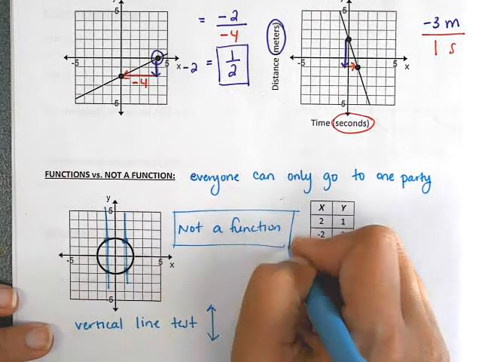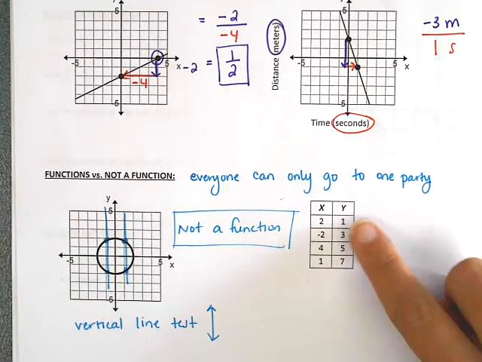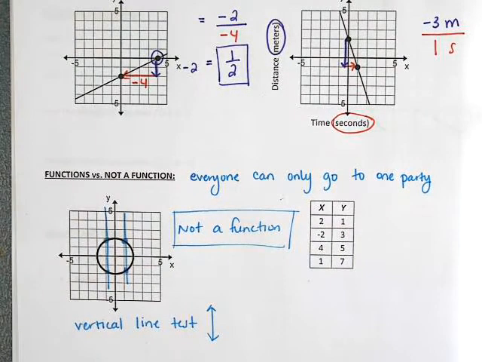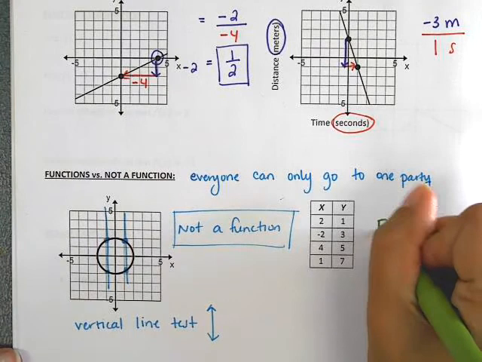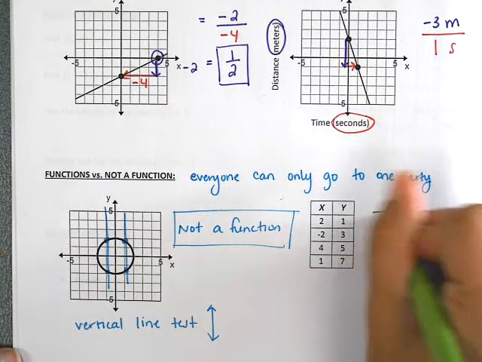Now if I check this table, 2 is going to 1's party, -2 is going to 3's party, 4 is going to 5's party, 1 is going to 7's party, everybody's only going to 1 party. So we would say that this is a function.